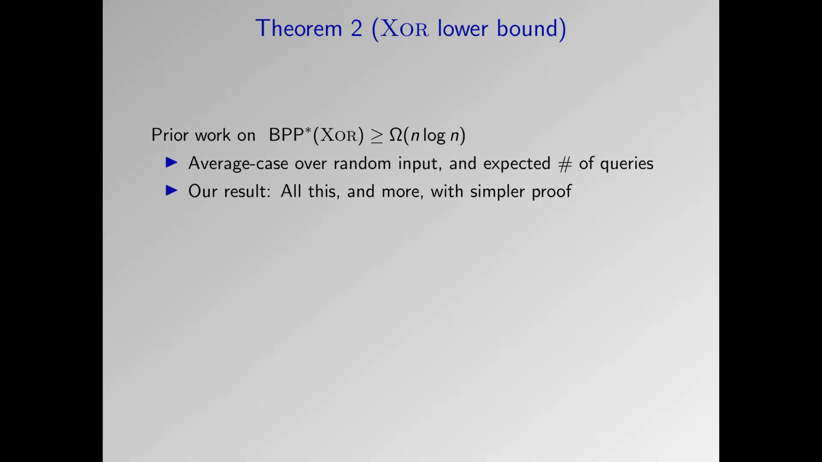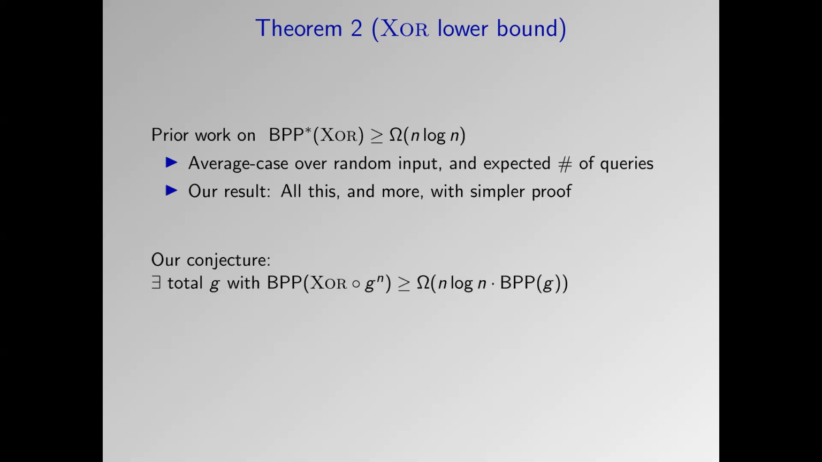Now, for Theorem 2, we knew how to prove it for some partial inner function, and we conjectured that a similar result ought to hold for some total inner function. That conjecture has since been confirmed. It has been proven by other authors very recently. However, they do not get a post-BPP lower bound on the left side like we do. This came out after our paper was posted, so we did not cite it in our paper, but we'll cite it here.